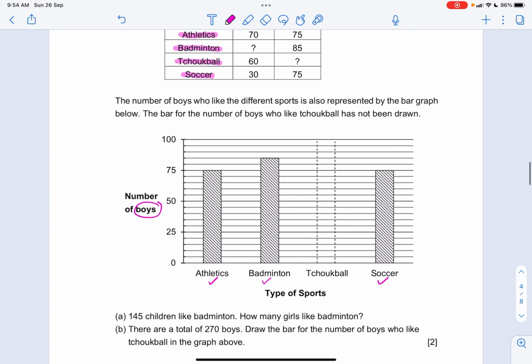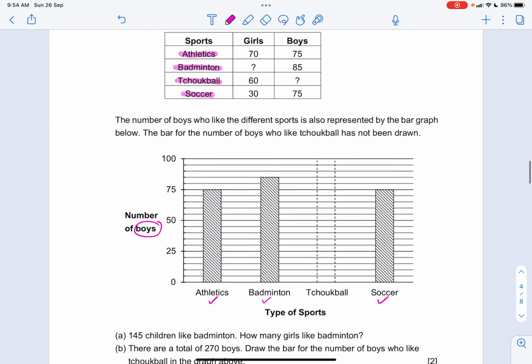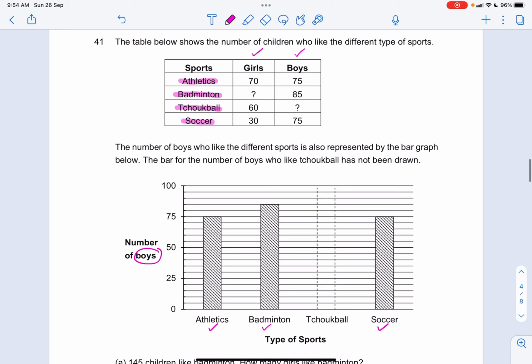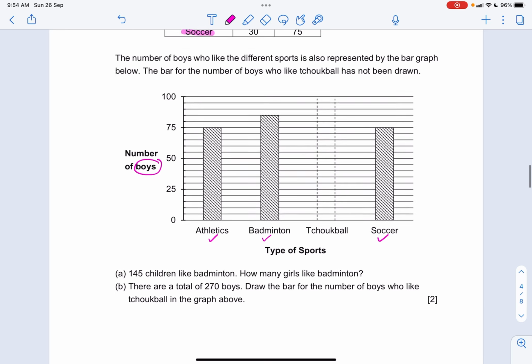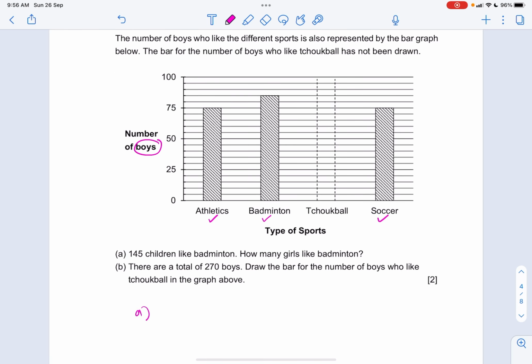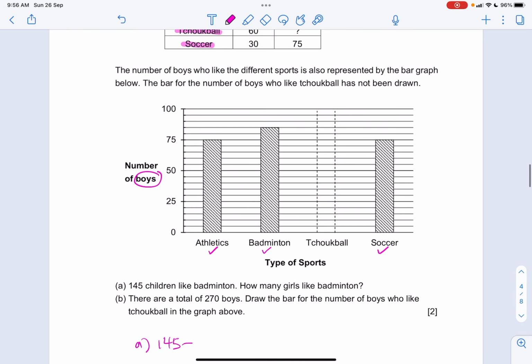145 children like badminton. So we don't know how many girls like badminton, but we know that the total is 145. So how many girls like badminton? We would take 145 minus the number of boys who like badminton, which is 85. You will get 60 girls. So for A, 60 girls like badminton.